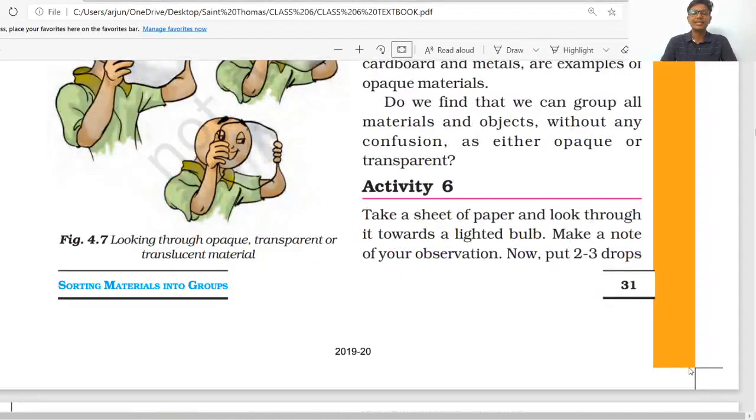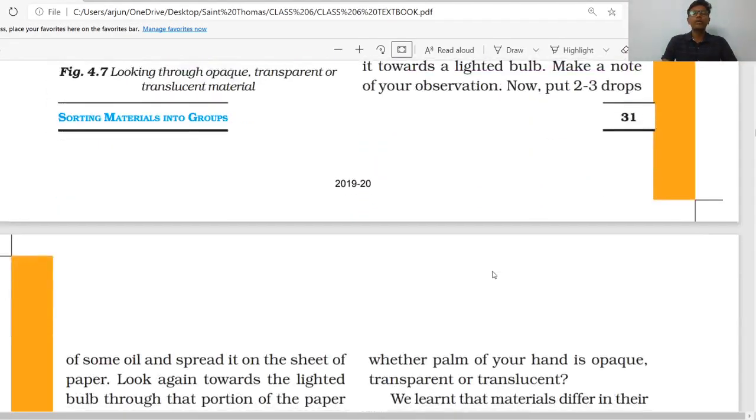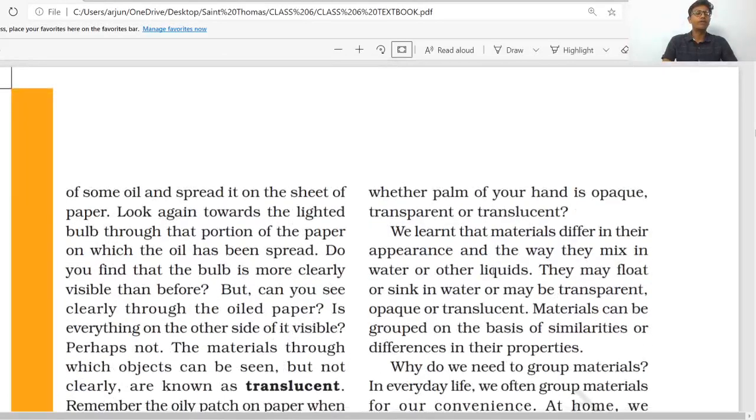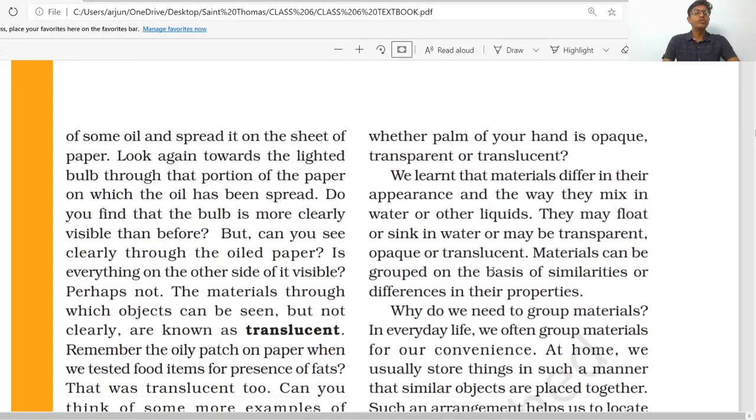Activity number 6. Take a sheet of paper and look through it towards a lighted bulb. You have to take one sheet of paper, point it towards the lighted bulb and try to see the bulb from your side. Make a note of your observation. Now put 2 to 3 drops of oil and spread it on the sheet of paper. Look again towards the lighted bulb through that portion of the paper on which the oil has been spread. Do you find that the bulb is more clearly visible than before?